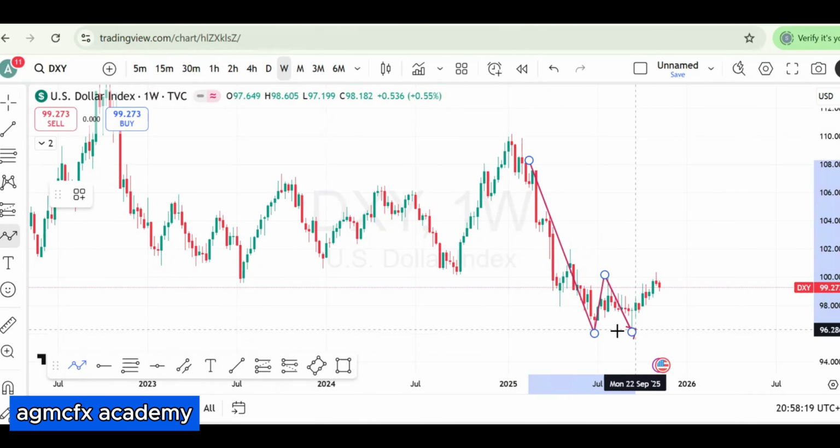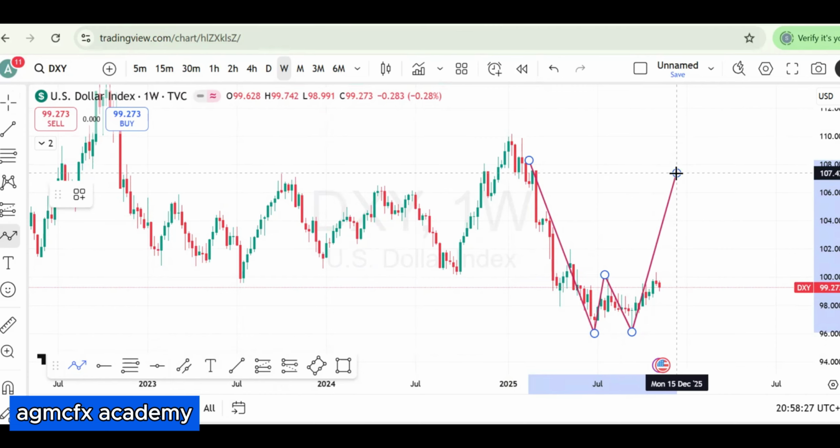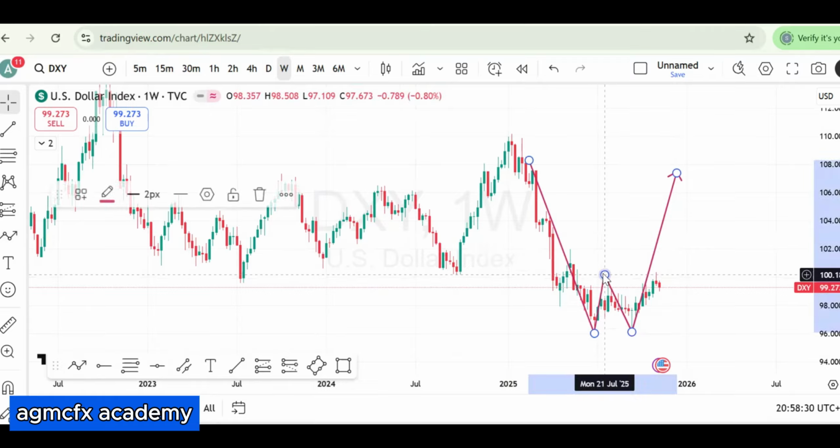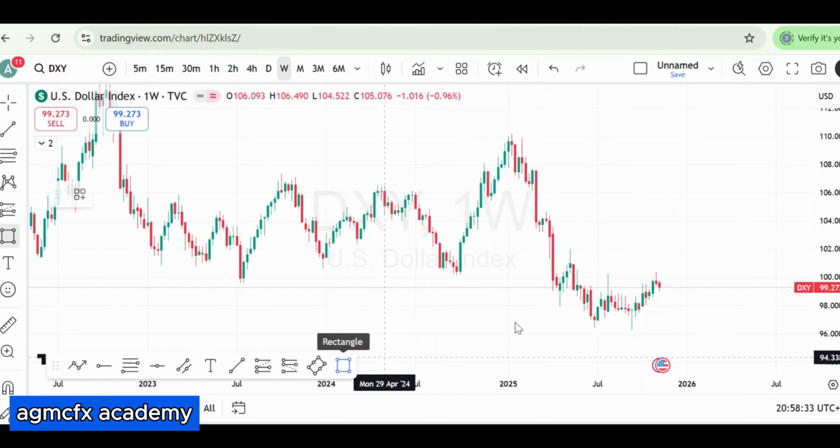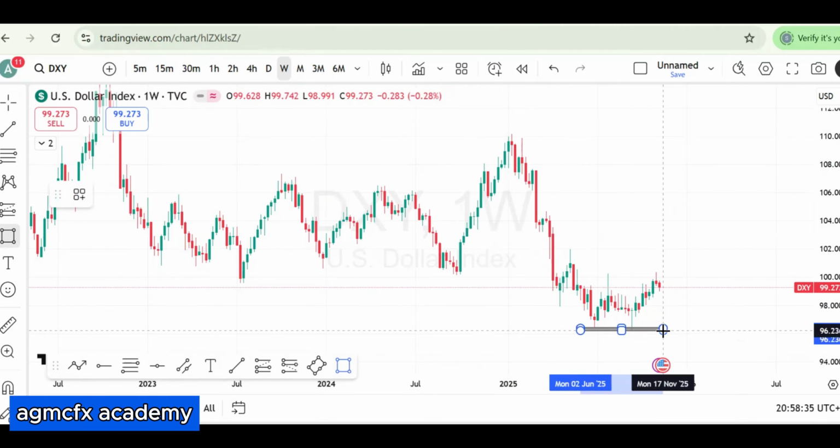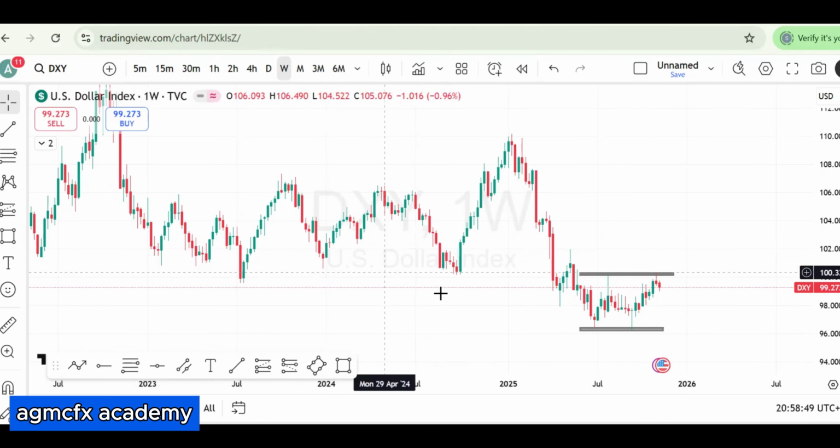So this is a double bottom. You can see these are double bottom. Then the market is moving up. So for this week, we're expecting a continuation of uptrend for DXY. So this is a double bottom, which is a support level. Then this is a double top, which is a resistance level. So what we'll be after is, let's look at the reaction of these markets.